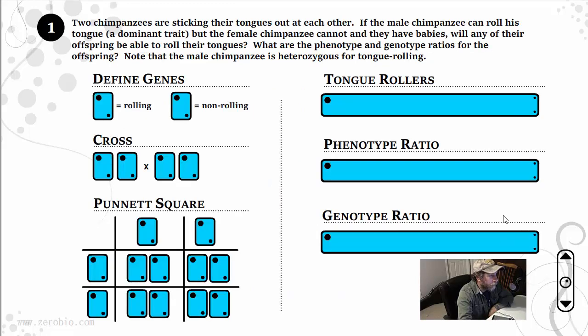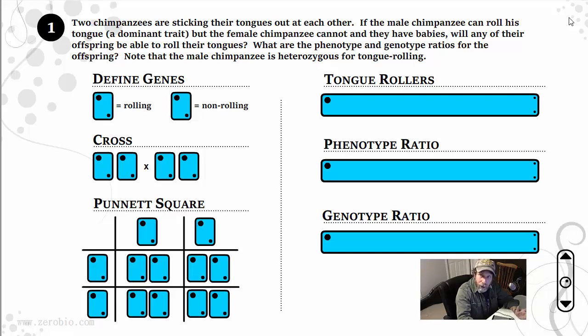Here's problem 1. So we've got two chimpanzees sticking their tongues out at each other. If the male chimpanzee can roll his tongue, which is a dominant trait, but the female chimpanzee cannot, and they have babies, will any of their offspring be able to roll their tongues? What are the phenotype and genotype ratios for the offspring? Note that the male chimpanzee is heterozygous for tongue rolling.